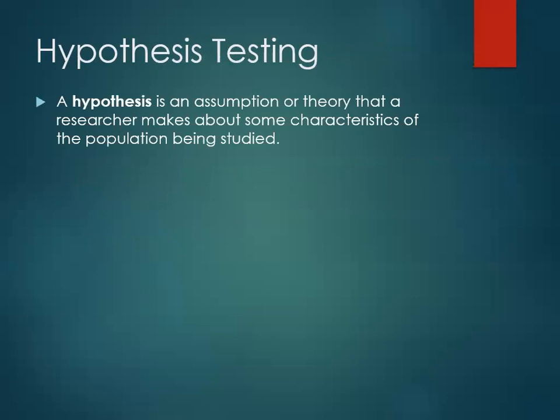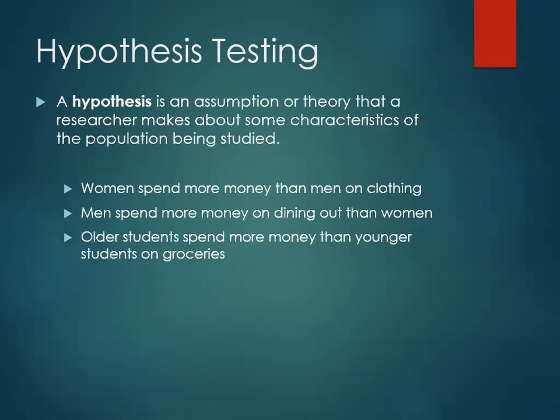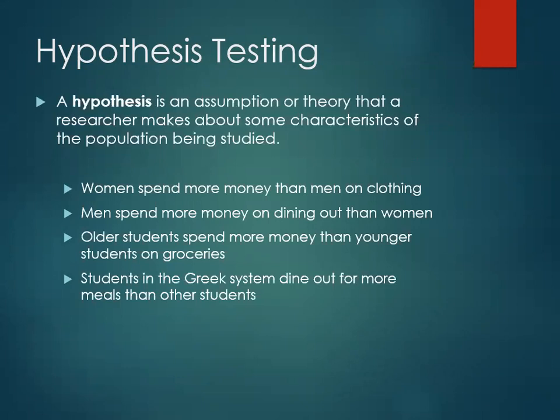All right, when we do these tests, it's called hypothesis testing. So we write out our hypotheses and then we test to see which hypothesis is more supported. A hypothesis is an assumption or theory that a researcher makes about some characteristics of the population being studied. So for example, I think women spend more money than men on clothing. I think men spend more money on dining out than women. I think older students spend more money than younger students on groceries. I think students in the Greek system dine out more for meals than other students, etc.